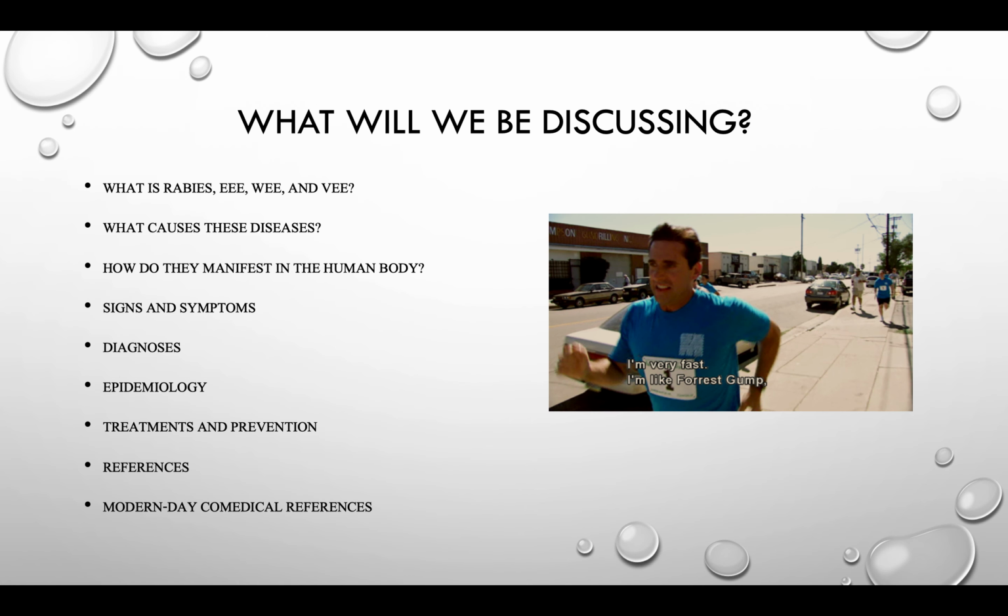Before we get started into the material, here's a quick table of contents about what we will be discussing today. Just a quick thing, what is rabies, EEE, WEE, and VEE? What causes these diseases? How do they manifest in the body? What are some signs and symptoms? How is it diagnosed? What is the epidemiology? Treatments and prevention methods? And last but not least, references, along with some fun modern-day comedical references. Keep a lookout for those.